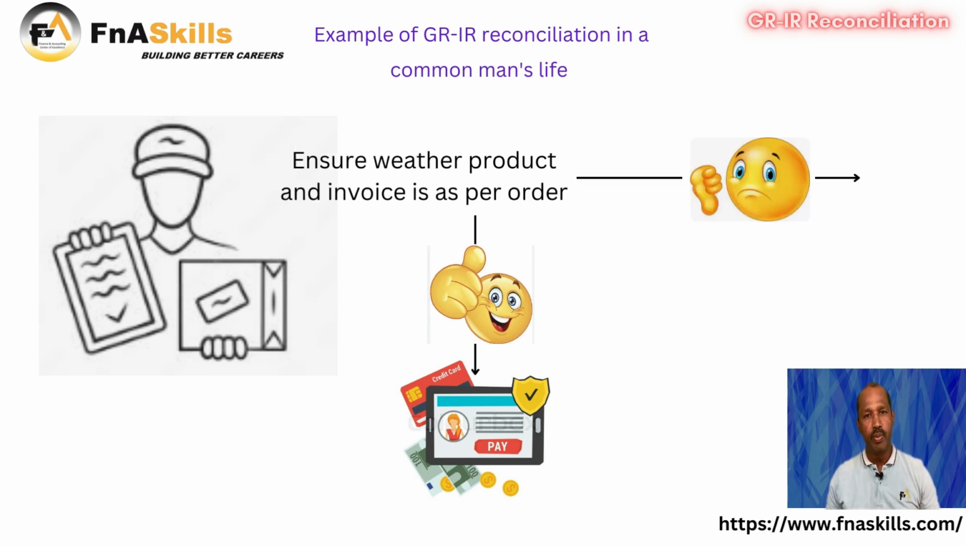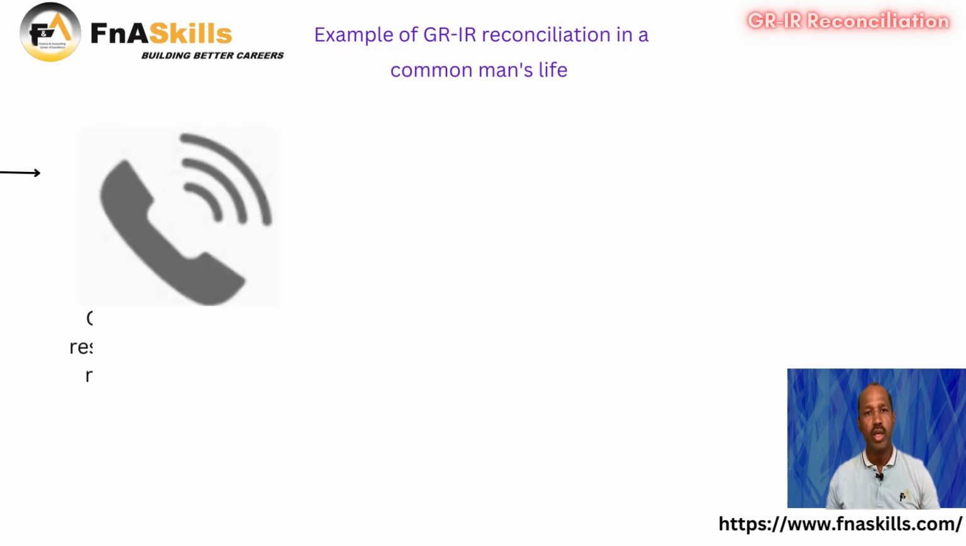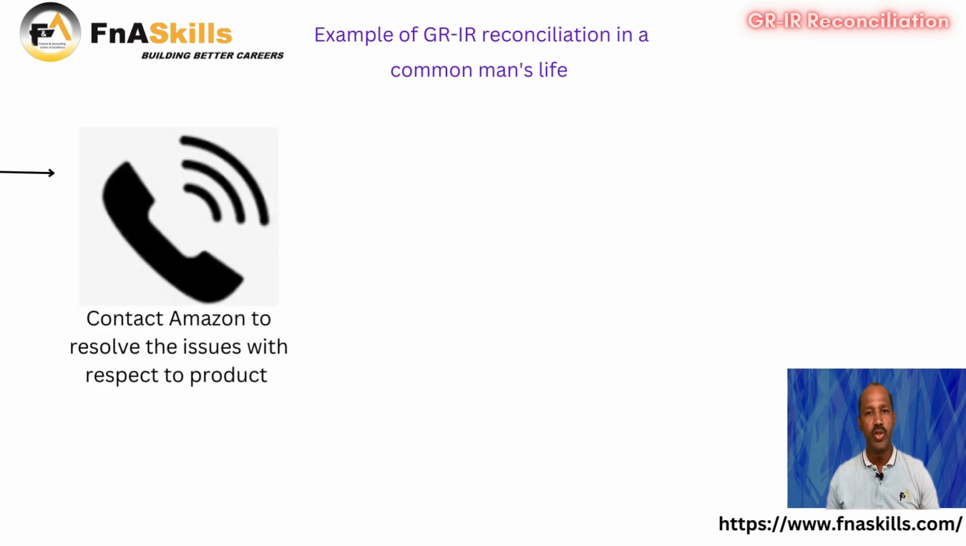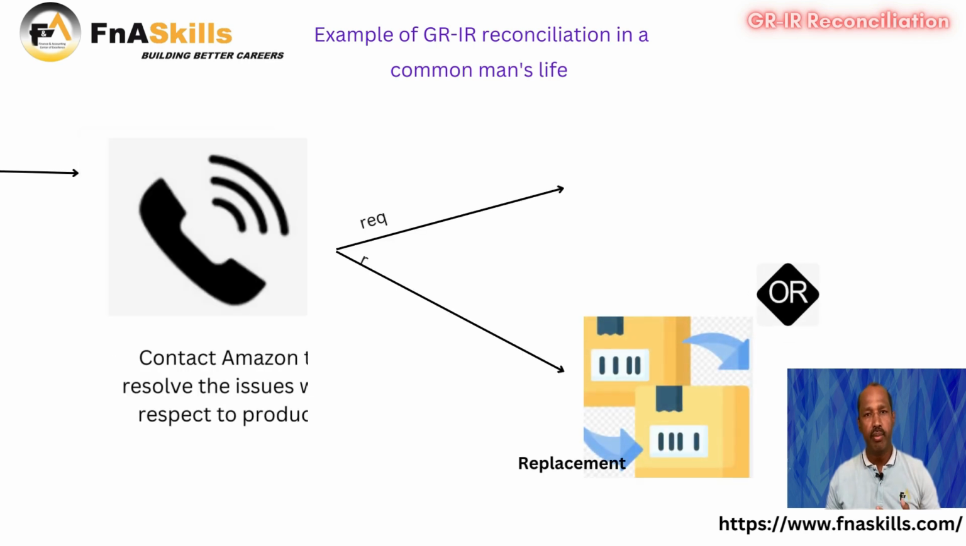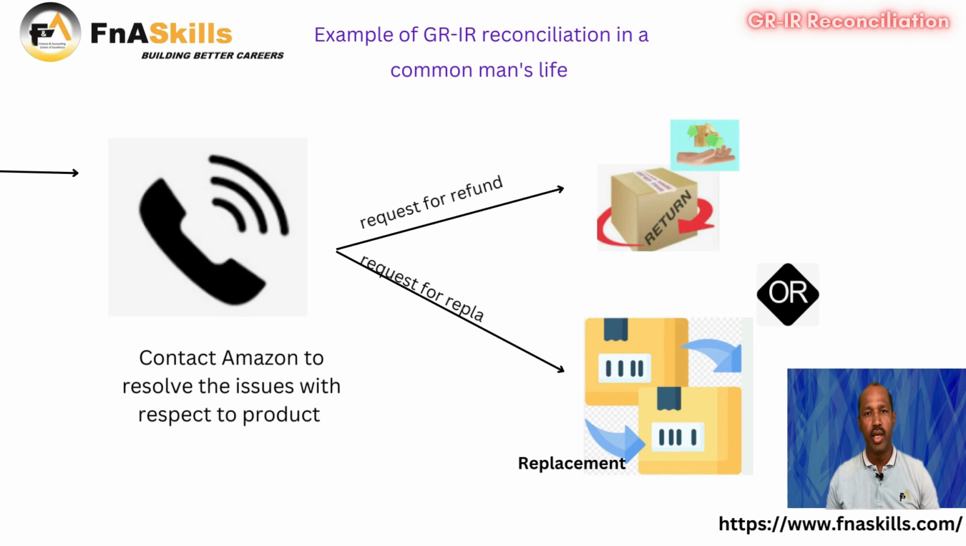If there are any discrepancies such as wrong product or damaged item, you would contact Amazon to resolve the issues before making the payment. Or in case the payment is already made and there is a fault in the product, we ask for refund or exchange with the correct product. This process of cross-verifying the product or service with the invoice is GRR reconciliation. Here, GR means goods or product received and IR is invoice received.